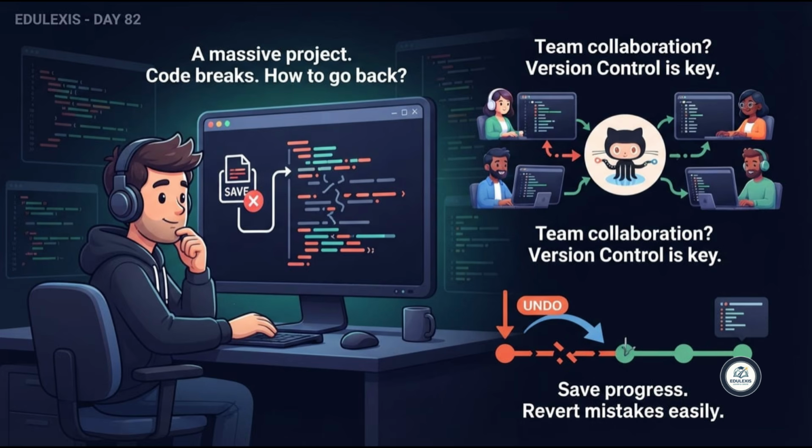We are moving away from pure coding to a critical developer skill of version control. Why do we need it? Imagine you're building a massive project. You make a mistake, and the code breaks. How do you go back? Or, what if you're working with a team? That is where Git and GitHub come in.